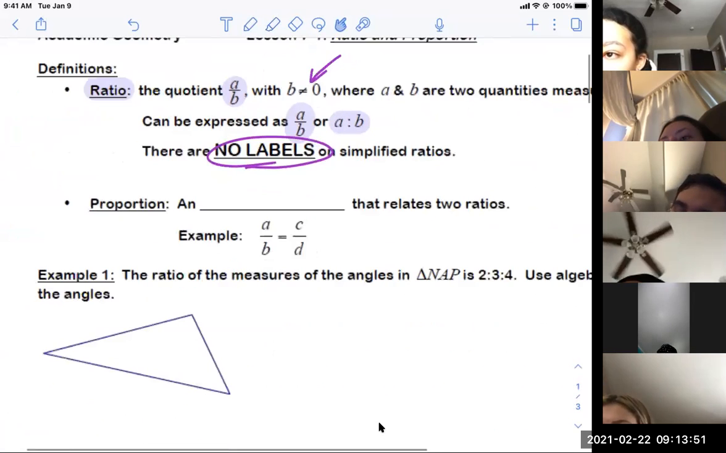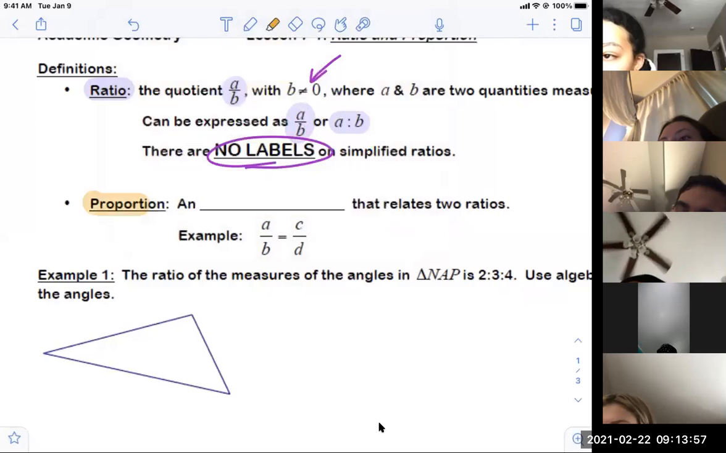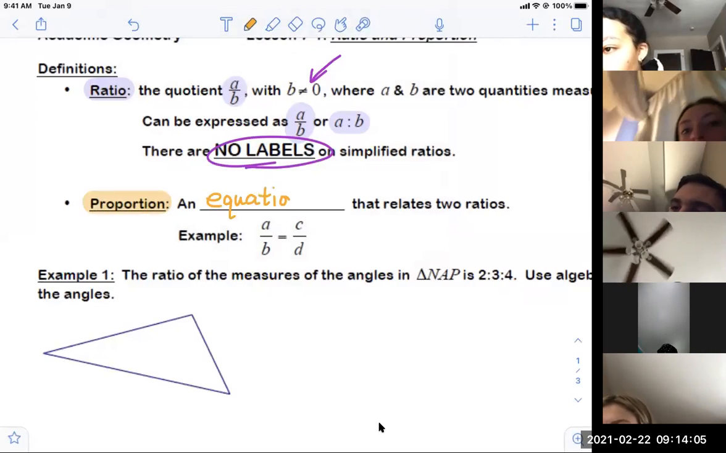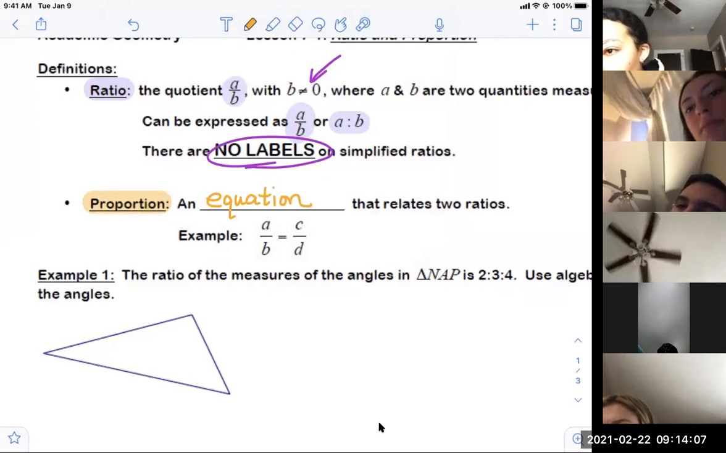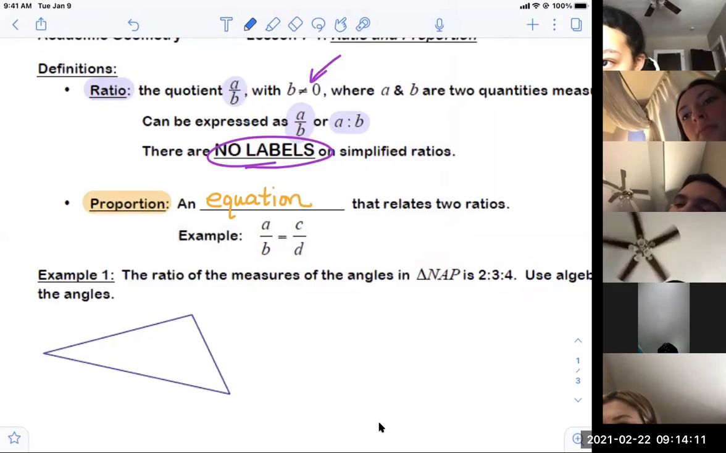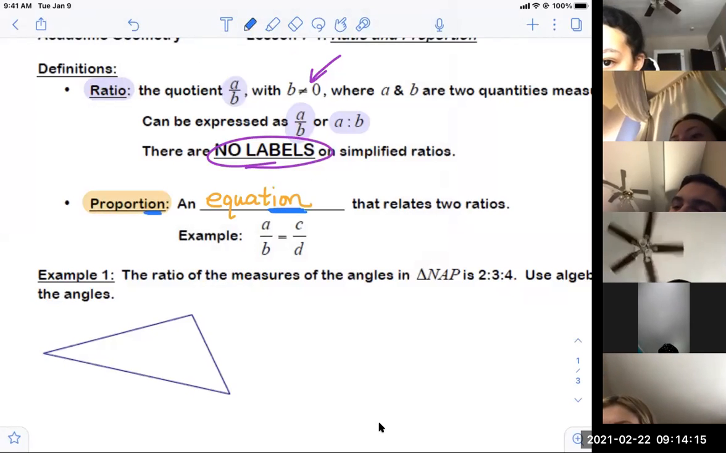A proportion is different than a ratio because a proportion is an equation. A proportion is an equation that is comparing two ratios to each other. So proportion, equation. That means it's got to have an equal sign, right?